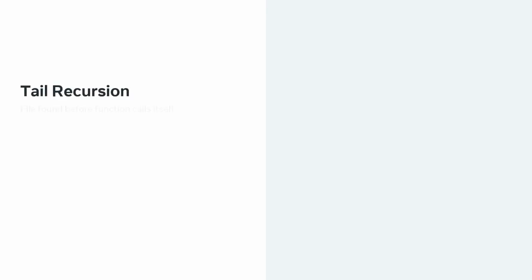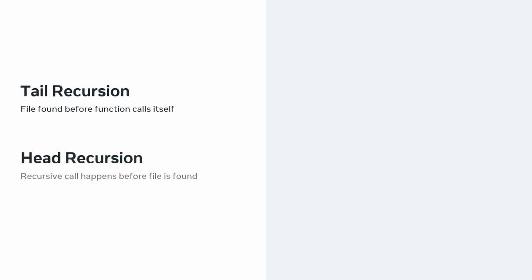The work of finding the file, the base case, happens before findRecipe calls itself. This is called tail recursion. Head recursion is when the recursive call happens before the main work of the function. This usually requires more system memory for each recursive call. On a mobile device, tail recursion is usually the better choice as it's more efficient.